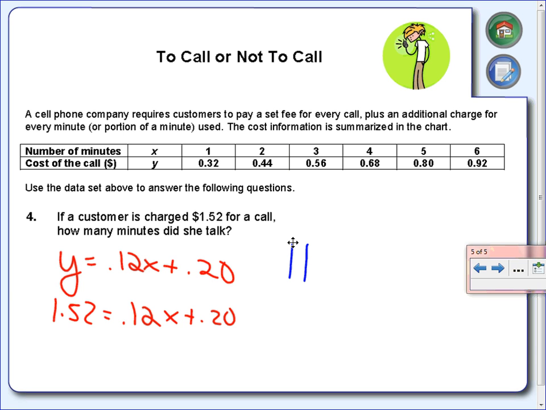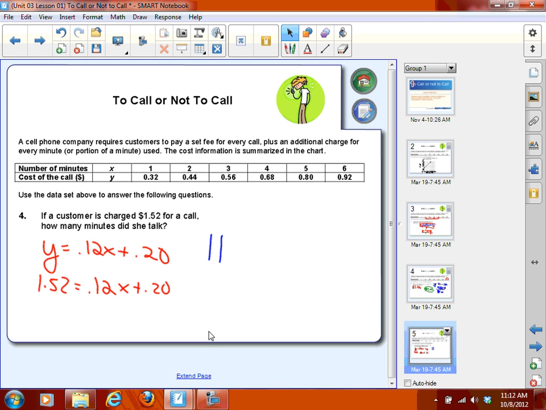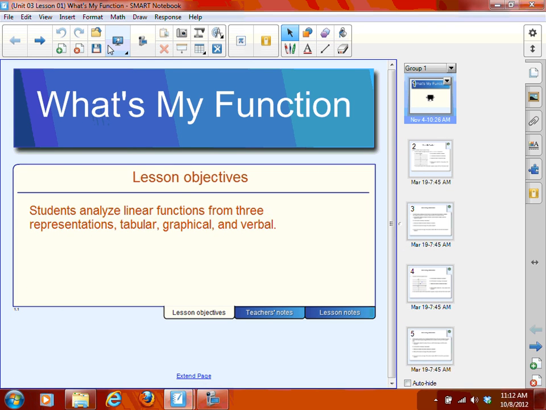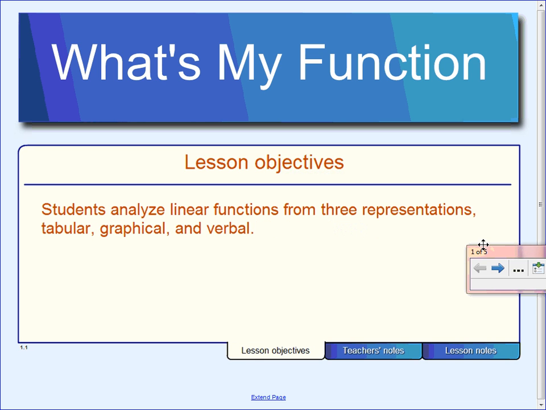All right, so that wraps up the call or not to call. What we're going to do now is go on to the next one, which is What's My Function?